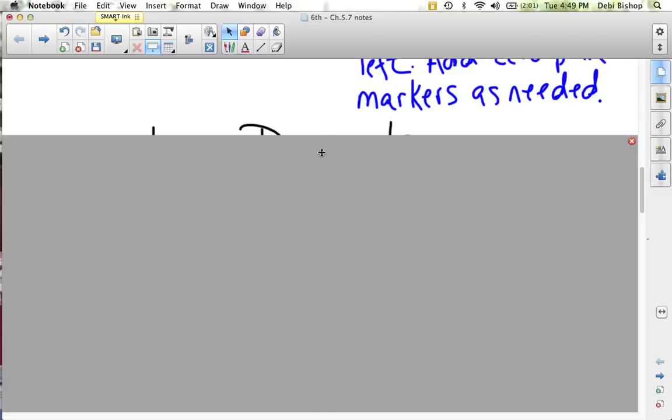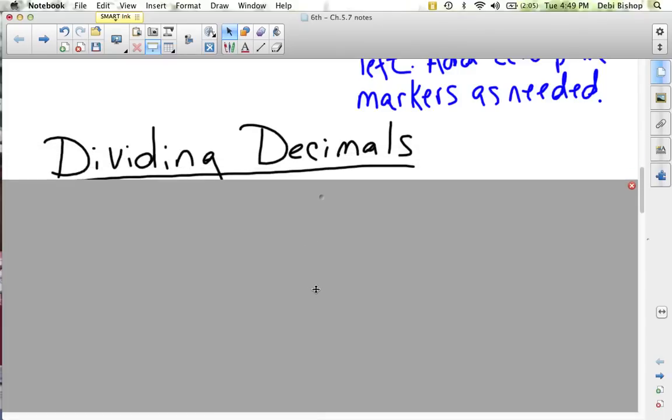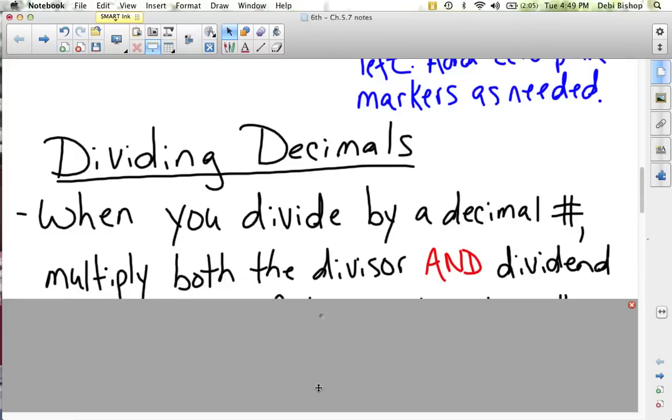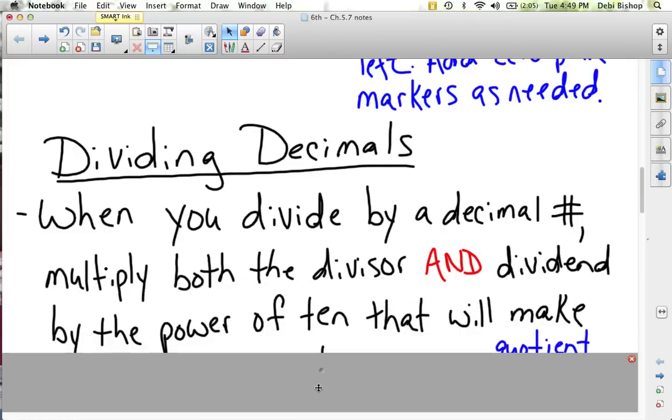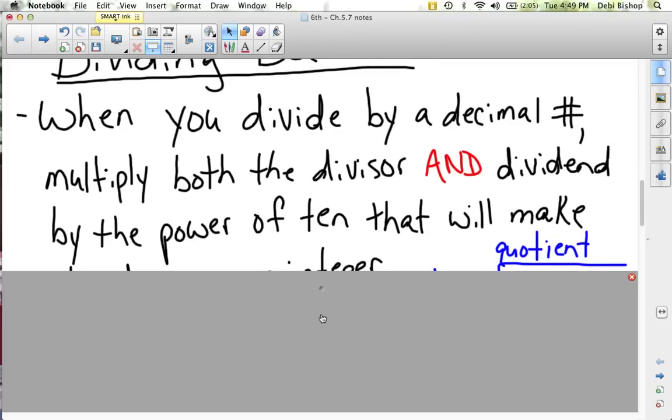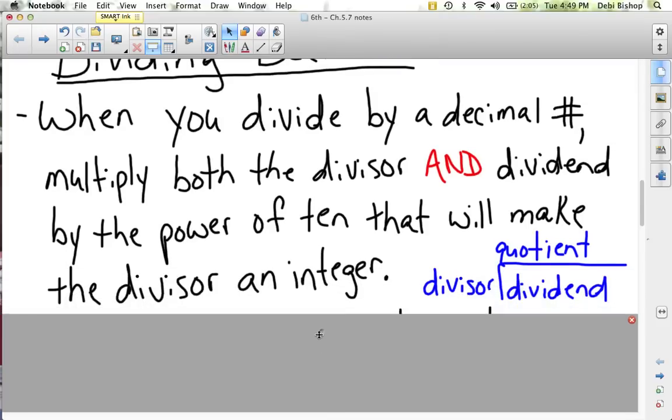Now, when you divide decimals, it's very similar. When you divide by a decimal number, you multiply both the divisor and the dividend by a power of 10. That will make the divisor an integer. Now remember, an integer has no decimal numbers, and these are whole numbers. And here's your little reminder: your divisor is the number you're dividing by, and your dividend is the number being divided, and then that equals your quotient.